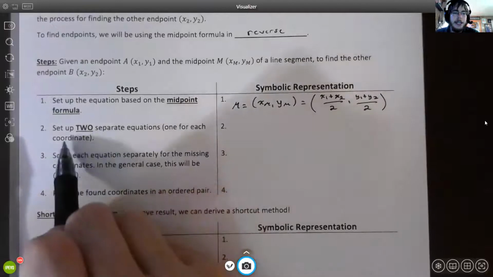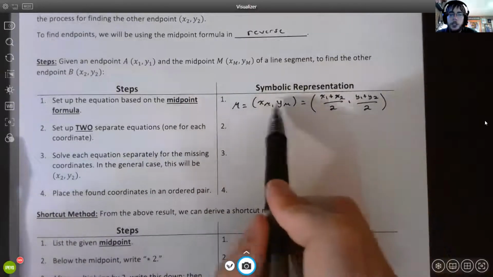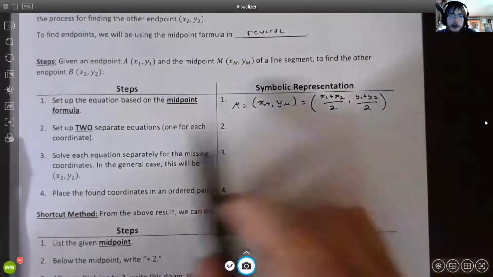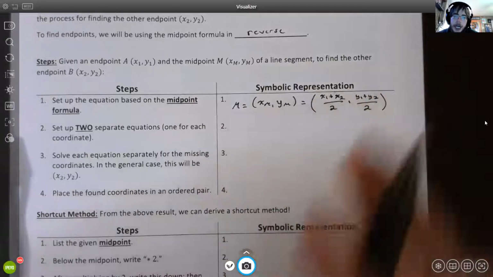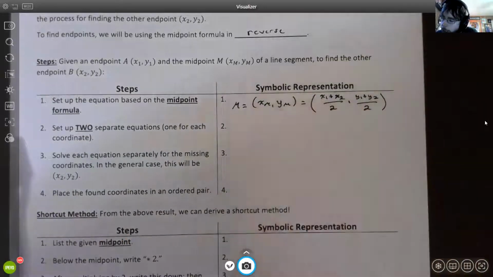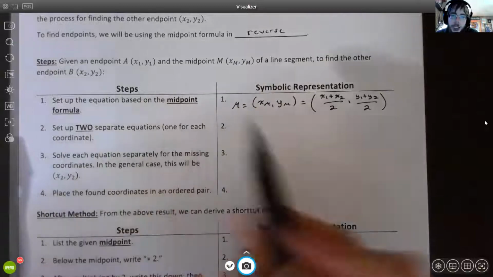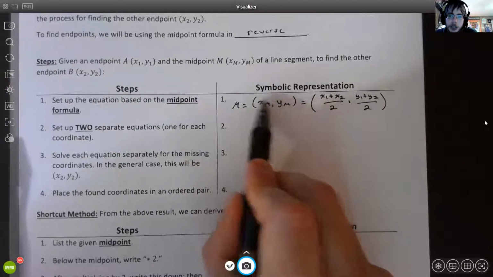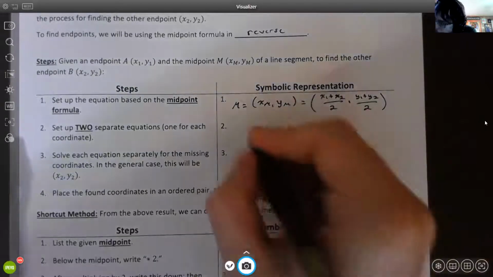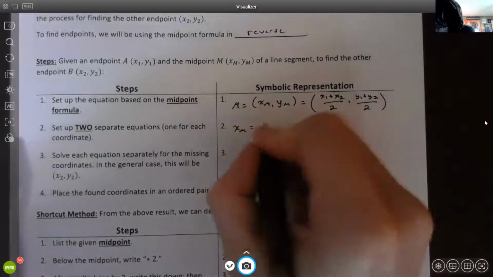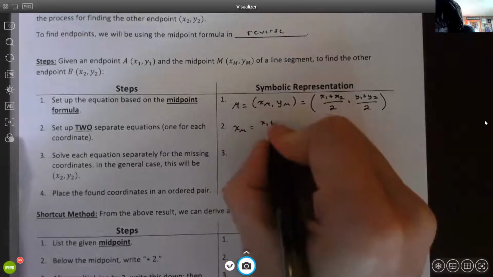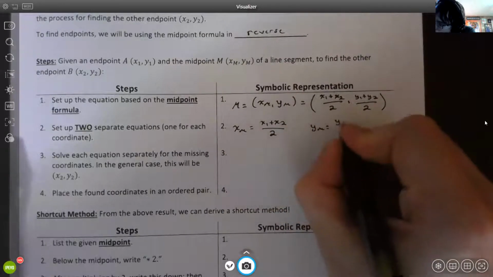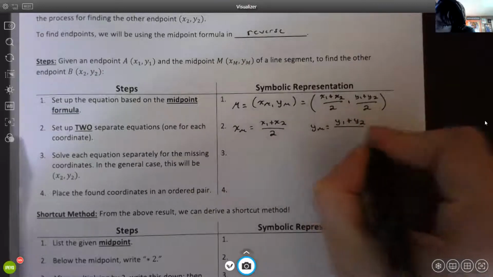The next step is to set up 2 separate equations. Now, normally you'll have like values in here, and you want to know what x2 and y2 are. And here we're just going to keep them as the xm, ym, and all that stuff. But just know those will be numbers plugged in there. So we set up 2 separate equations, one for each coordinate. So xm is in the first spot, so we set it equal to the first spot there. So x sub m equals x1 plus x2 over 2. And then we do the same thing for the y's. y sub m equals y sub 1 plus y sub 2 over 2.